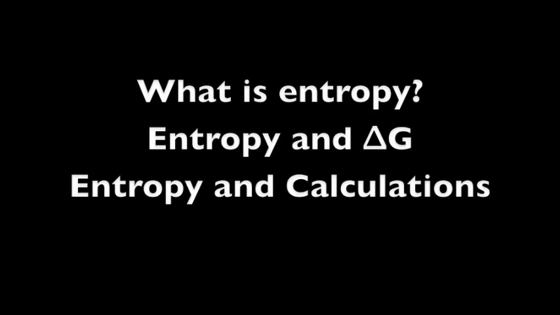Alright, time for some review now. What is entropy? Entropy is a disorder within a system, but it's also the places where a molecule can be at one time. For delta G and entropy, the higher the temperature, the more likely delta G would be negative because of the entropy. And for entropy in the calculations, it's just simply products minus reactants.